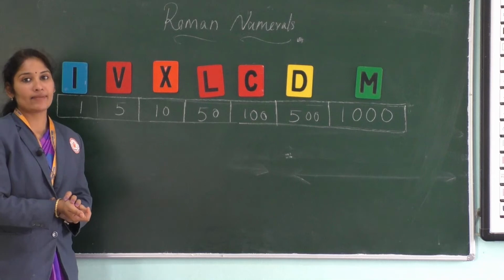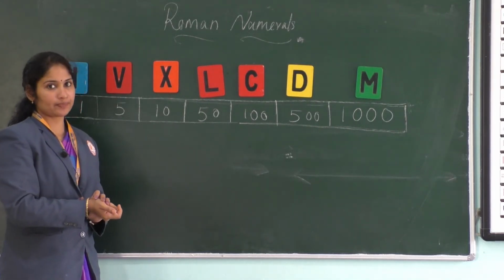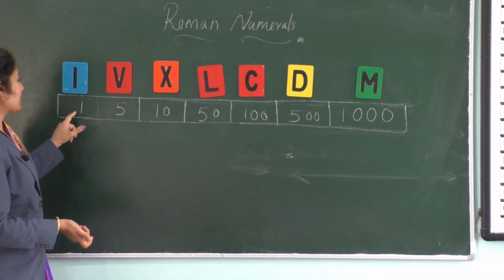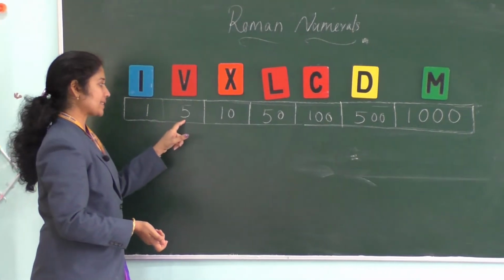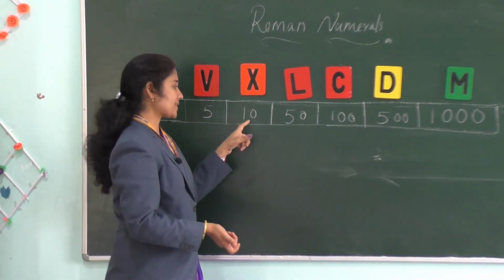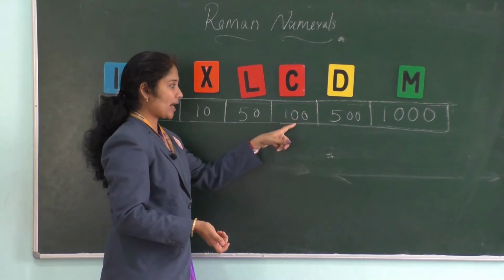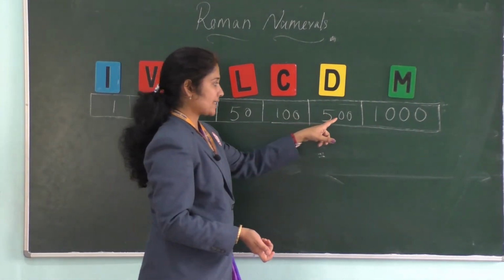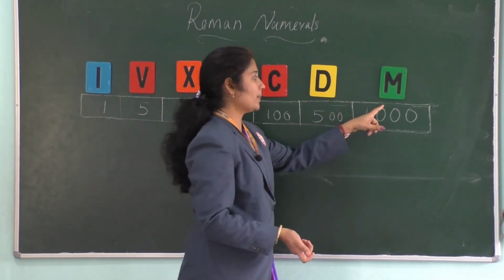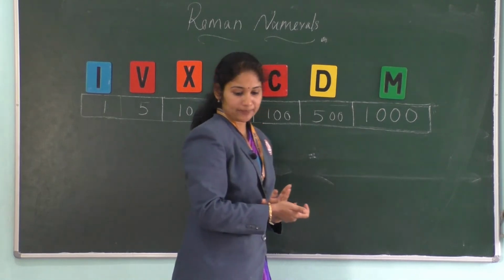Children, there are 7 basic Roman numerals. I represents 1 and V represents 5, X represents 10 and L represents 50, C represents 100 and D represents 500 and M represents 1000.